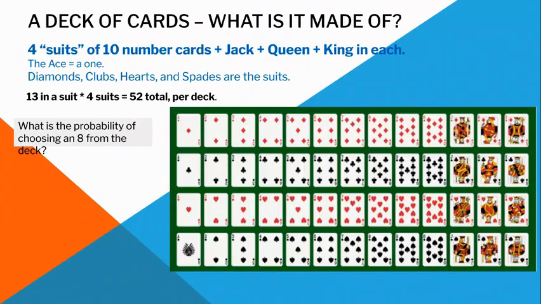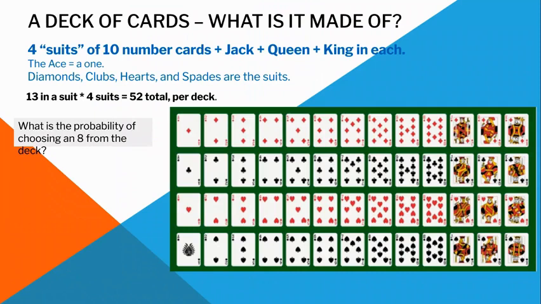All right, so here's a picture of some cards if you ever need to come back and look at these to refresh your memory on what kind of cards there are. A deck of cards is 4 suits. We have diamonds, clubs, hearts, and spades. We have 10 number cards. And then we have a jack, a queen, and a king. Those are called face cards. And then the ace, which counts as a 1.